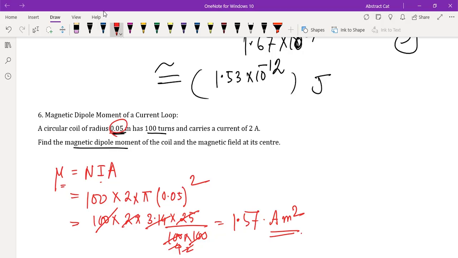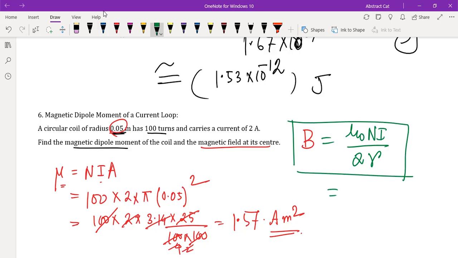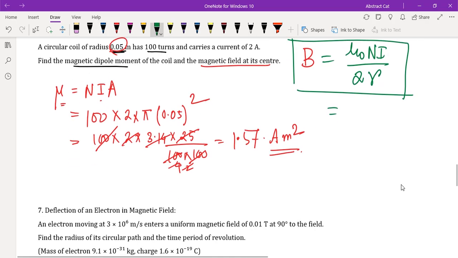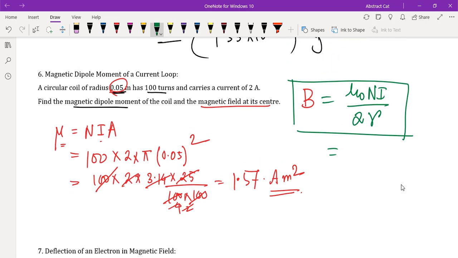Next, the magnetic field at the center. So the magnetic field at the center, B, is equal to mu 0 N I by 2r. That's the formula to find the magnetic field at the center. Okay, we solve this in the Biot-Savart's law application. We derive these types of equations from Biot-Savart's law.